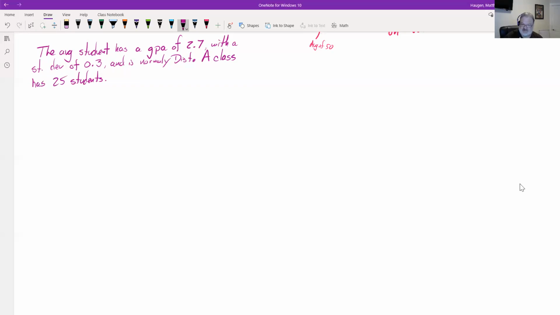Fair? They told us the sampling distribution had to be normal because they told us the population was normal. But we have to know that. Fair?